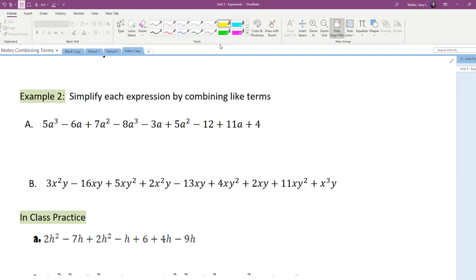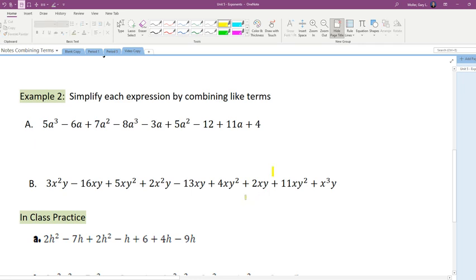And then remember that anytime I do something with a term, for example, if I'm going to do something with this 6a term, I need to know that this negative belongs to that 6a, right? We have to pay attention to that as we go through our work. All right.